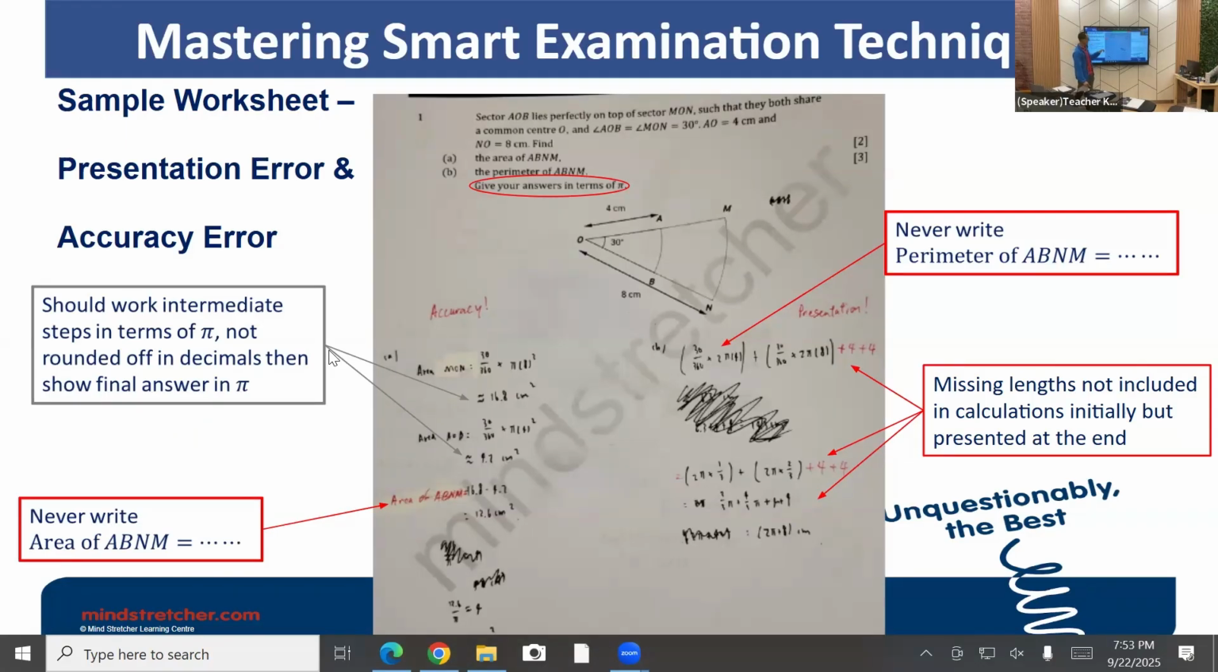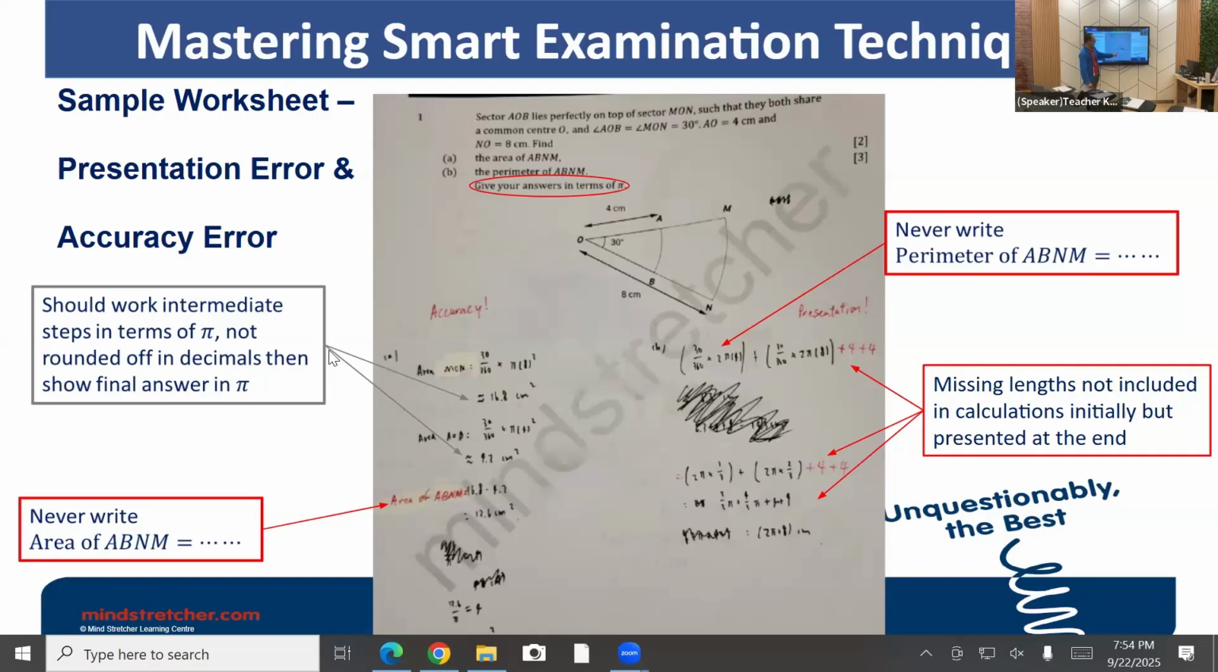But you notice how he actually presented the answers here? For part A, at least he did write area is equals to so and so, and then after that the formula, and finally get to the answer. But halfway through, he forgot about writing the next one, which is the area of ABNM, right? And similarly on this side, presentation as well, never write the perimeter.